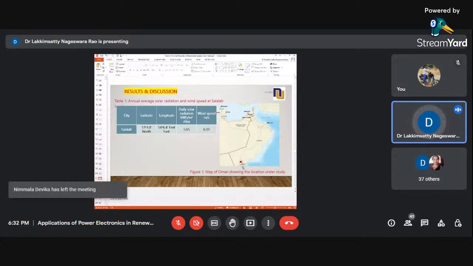It looks like an Indian space, with latitude 17 and longitude 54, east, north. And we can see daily solar radiation of 5.65 kilowatt hour per meter square per day. The average wind speed is 6.33 in this area.